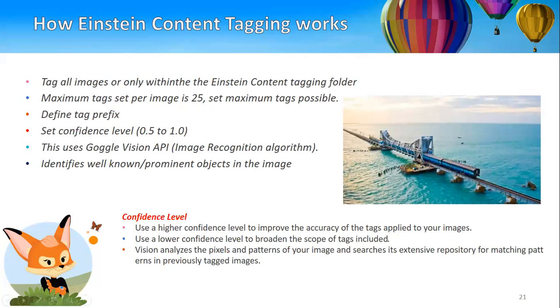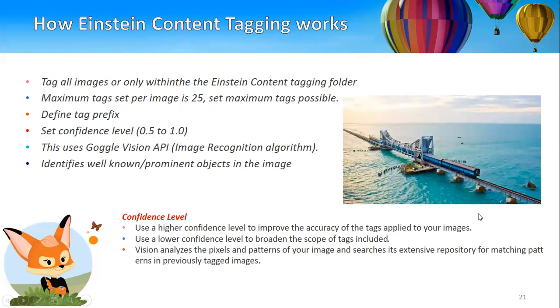So I've used one image here. This is a very famous 100-year-old bridge in India. I don't know how many of you are aware of it. It is Pamban Bridge in Rameshwaram. So here, as you can see, someone who doesn't know what this actual image is will get to know, okay, there is a train, there is a bridge. So based on that, it will generate tags.